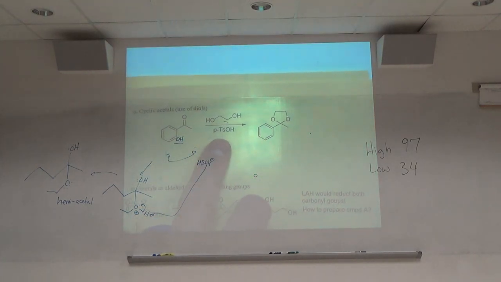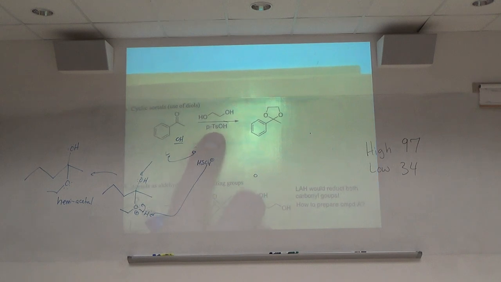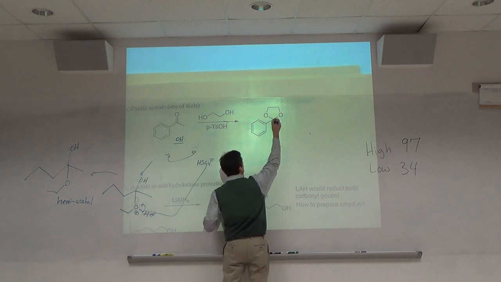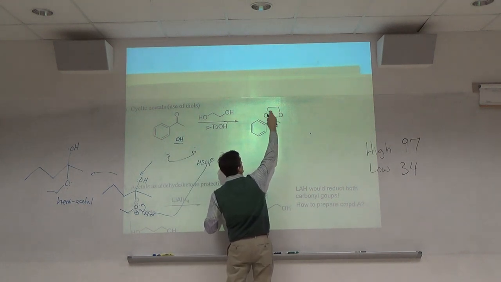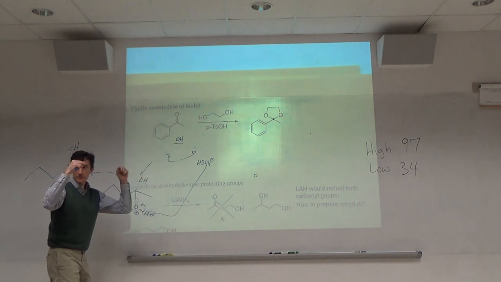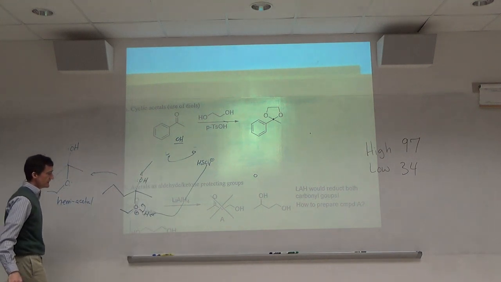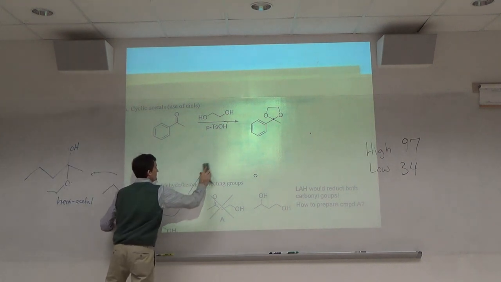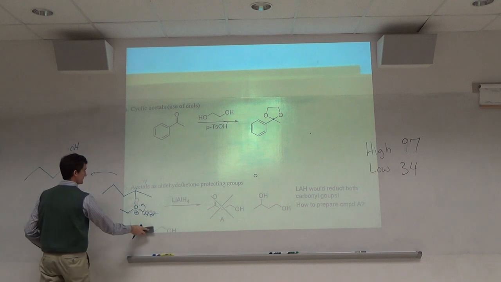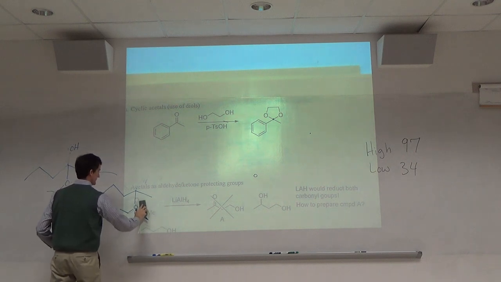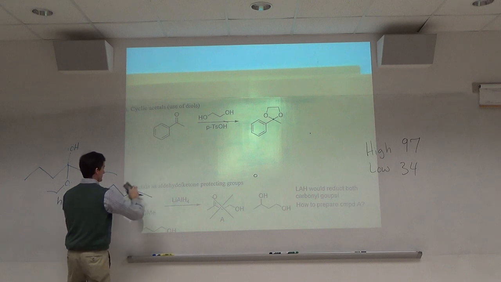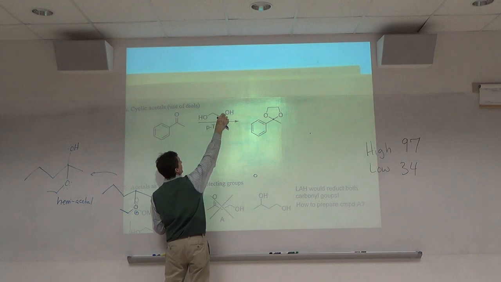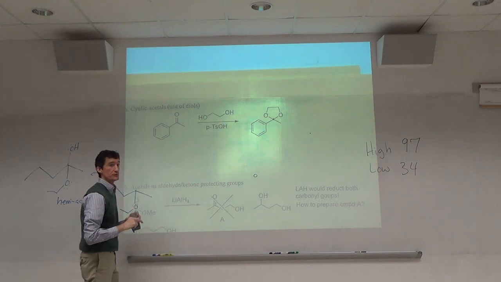Let's start here. It's actually quite common to make cyclic acetals. Here's your acetal carbon. And carbon has two OR groups. The R groups happen to be bonded to each other. Cyclic acetal. Instead of using two equivalents of ethanol, we can use one molecule that has two OH groups in it.